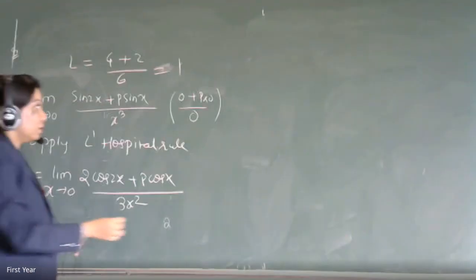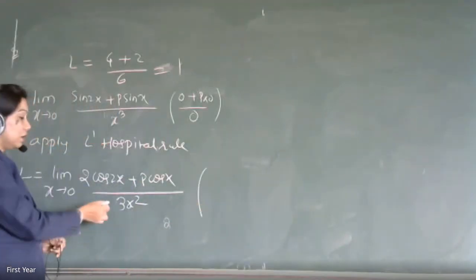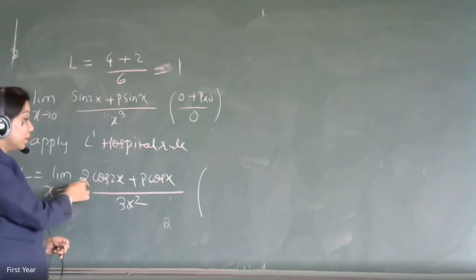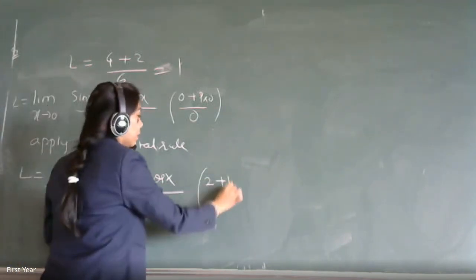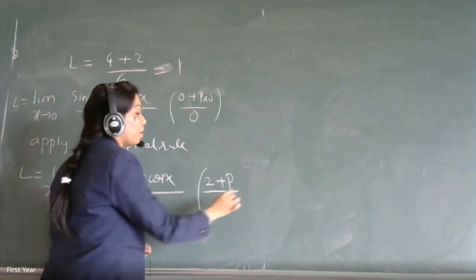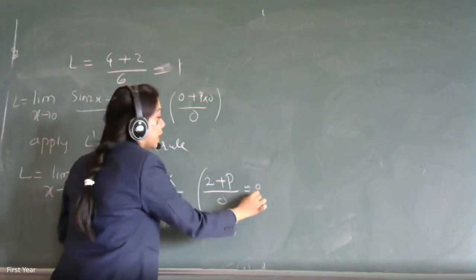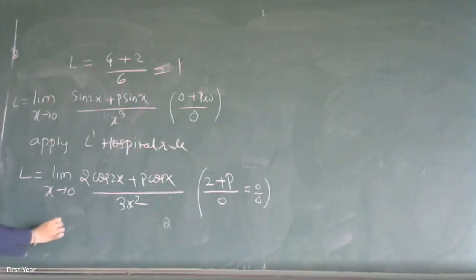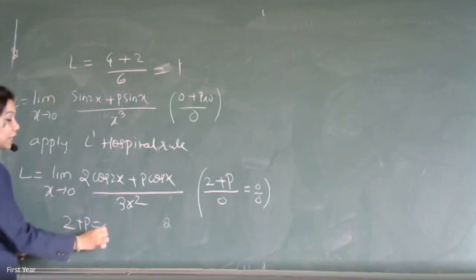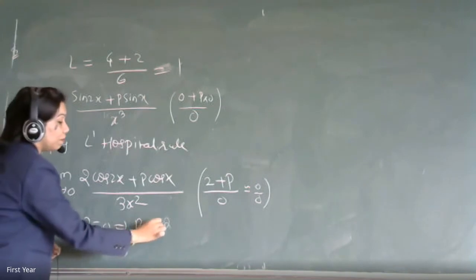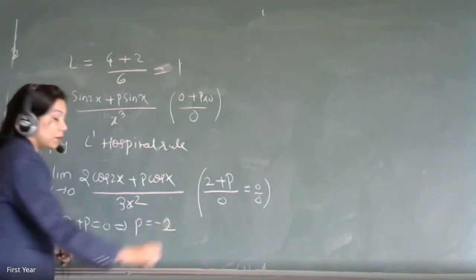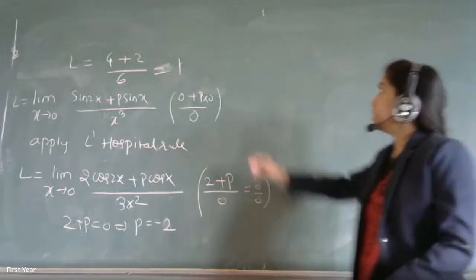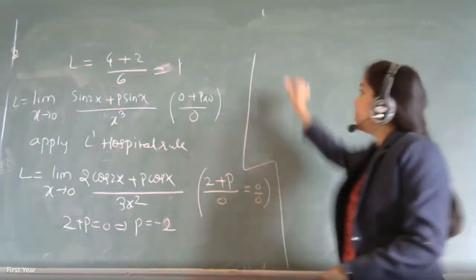Okay. So now check what is the value of the limit. Put x is equal to 0, cos 0 is 1. So 2 plus p upon 0. So I should not stop here because this is 0. This has to be 0 by 0 form. Then the limit will be finite. So 2 plus p should be 0. That means p is equal to -2. P should be -2. Now put this value of p.